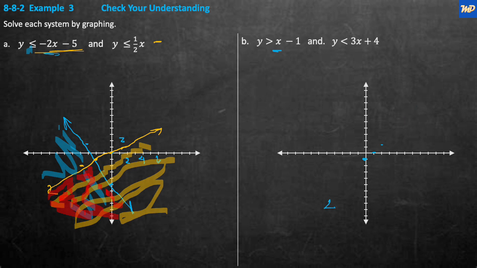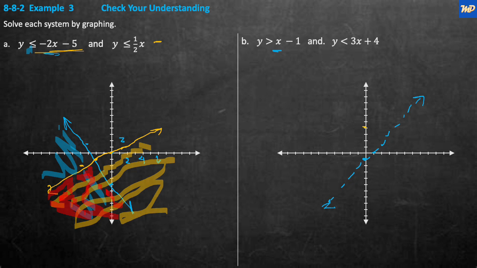So I'm going to draw the line. This has to be a dashed line. Sorry about that. Dashed line. Okay, because it's not including the line. Same thing for this one. This is y is less than 3x plus 4. If we solve for the y-intercept, we set x to 0. We see a plus 4. Plus 4 is our 1, 2, 3, 4.